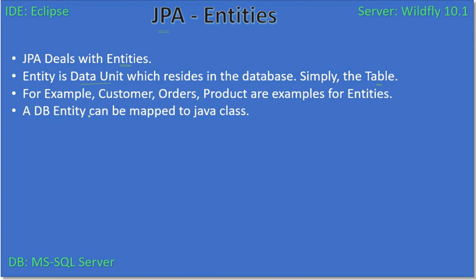A DB entity can be mapped to a Java class. We already saw this in the previous slide also. To mark a particular Java class as an entity, we have to use the @Entity annotation before the class definition starts. Once the runtime, WildFly, sees this, it knows that the class is representing some entity in the database.